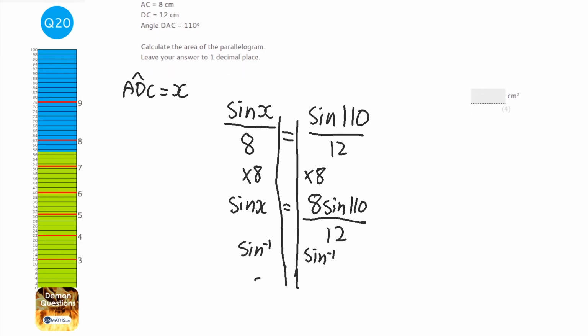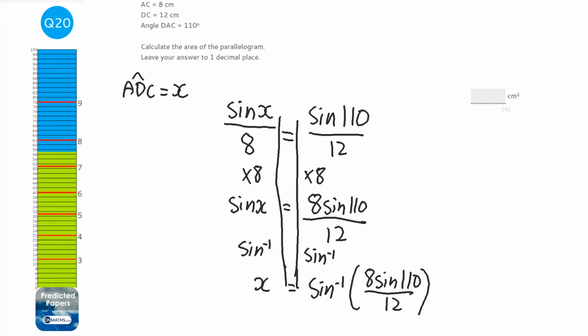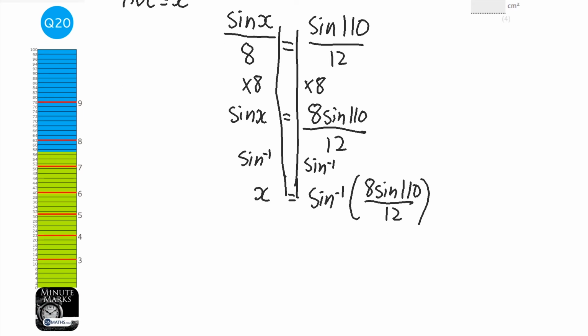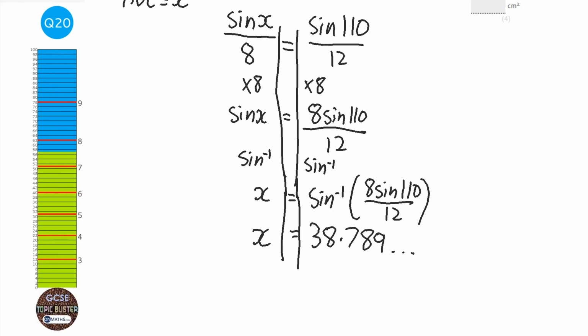Scroll down a bit more. So X is going to be the inverse sine of 8 sine 110 over 12. So let's get my calculator. So inverse sine, fraction button, 8 sine 110, close the brackets, over 12, and then come out of the fraction, close the brackets. So that tells me that X is 38.789 and so on.